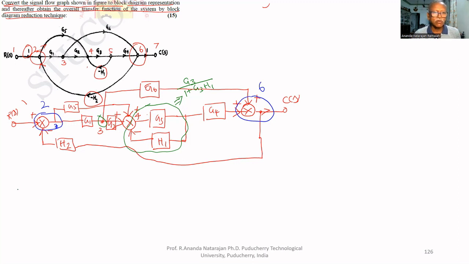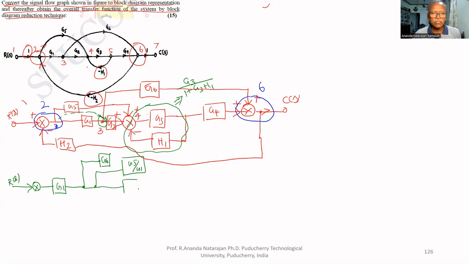So we can draw one more block diagram. That is R of S. Here G1 is there. This is G6. So we moved this G5 from here to here. That's why G5 doesn't have G1 amplification, but now we have. That's why G5 becomes G5 divided by G1.